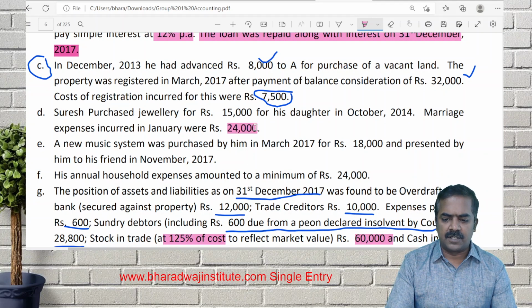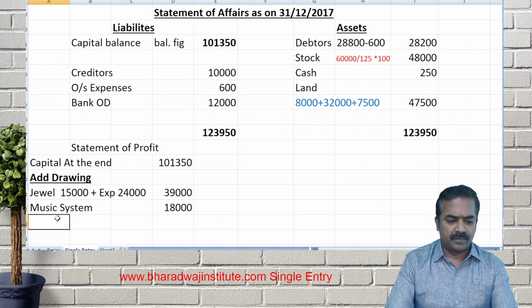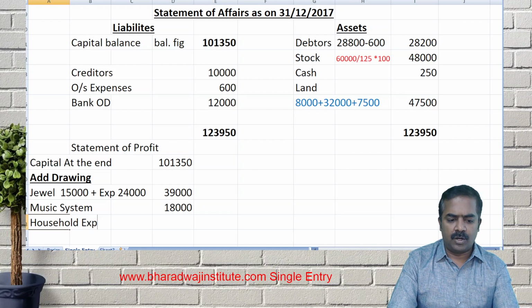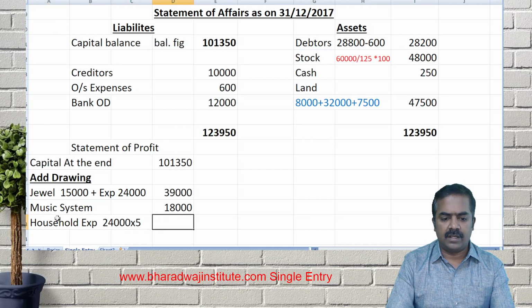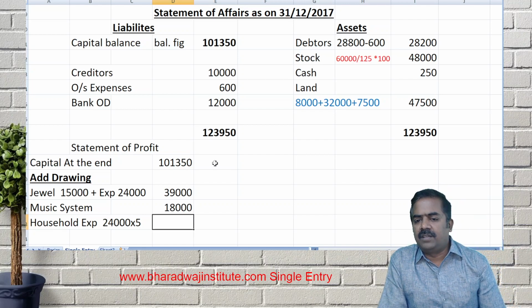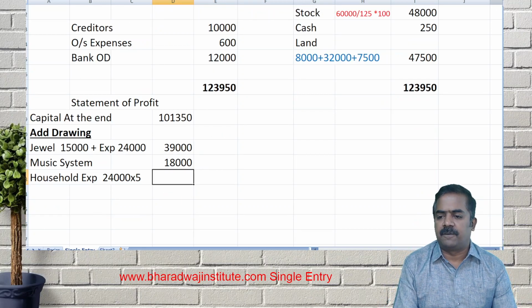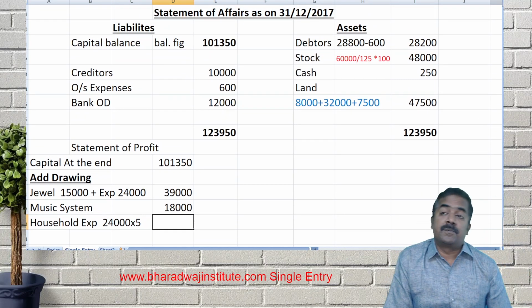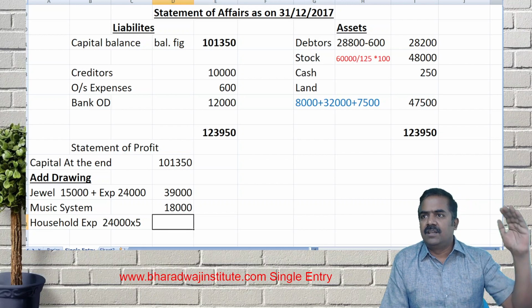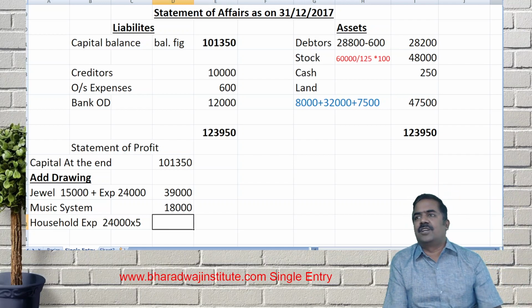The 24,000 expenses, for which one? This annual, they give yearly, once a year. So household expenses 24,000 into how many years, 5 years. We are preparing two statements. The period of the statements is how many years? 5 years. Previous statement of affairs was prepared on 2012, we are in 2017, so the time lag is 5 years.